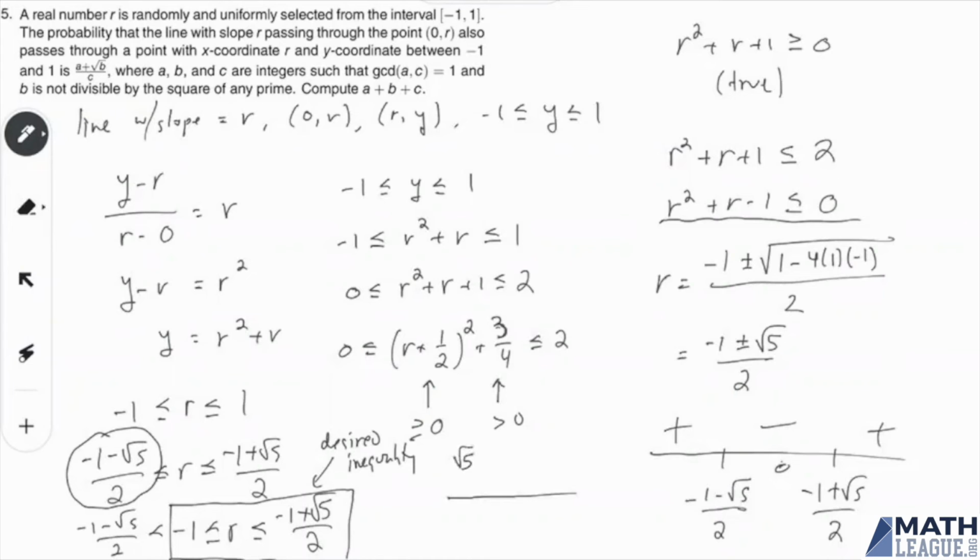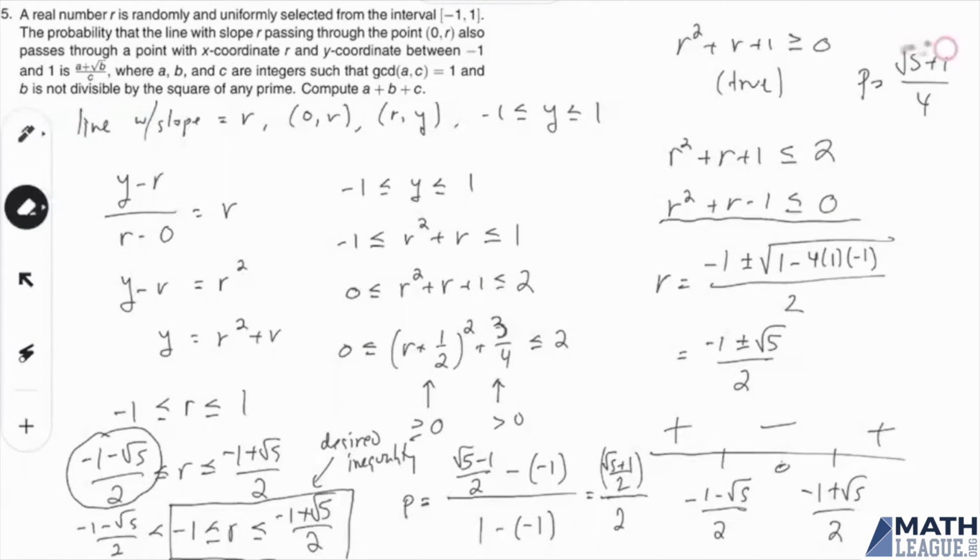That's root 5 minus 1 over 2, minus -1. And then we need to divide by the actual length of the interval for r given. That's 1 minus -1. Simplifying, we get (root 5 plus 1 over 2) all over 2. And so I'll write the answer here: P is root 5 plus 1 over 4, or I should put it as 1 plus square root of 5 over 4, to explicitly show the form where a equals 1, b equals 5, and c equals 4.